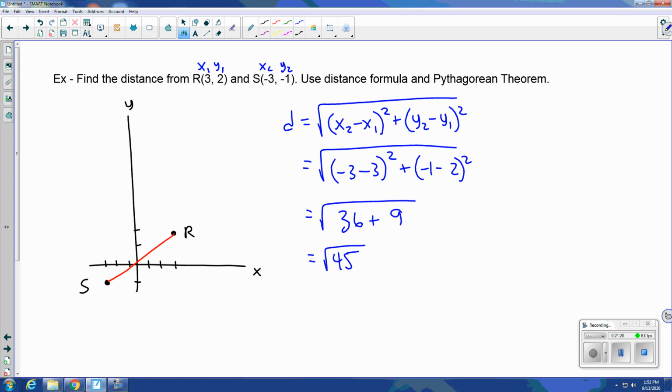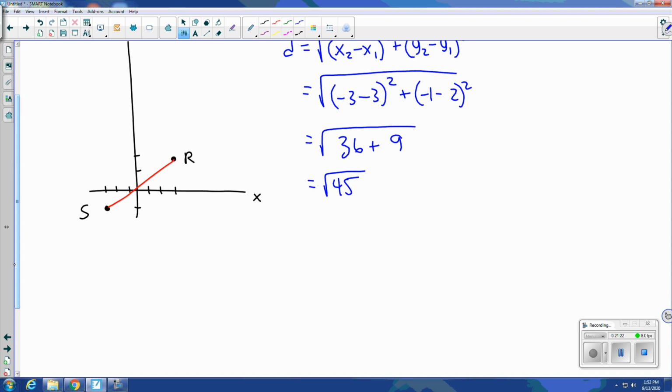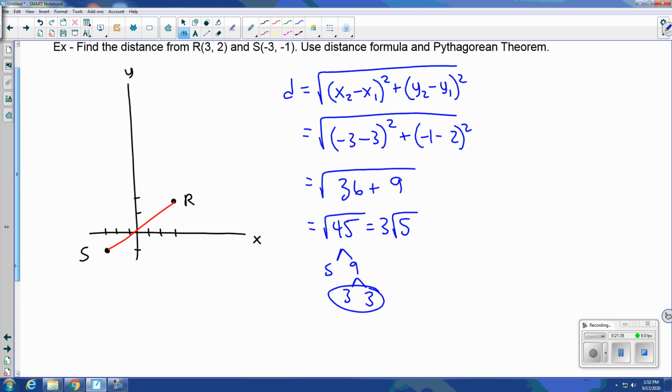I mentioned simplifying radicals, so we'll do that quickly. We'll have a 5 and a 9, a 3 and a 3, a group of 3. So pull out a 3. What didn't get grouped is that 5, which goes back underneath. So the distance between the 2 points is 3 root 5. Because we're calculating distance, make sure your answer is always positive.